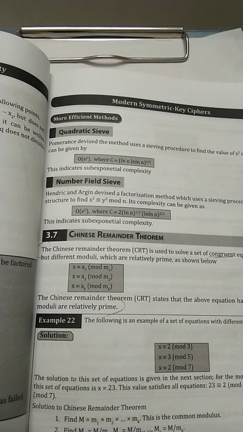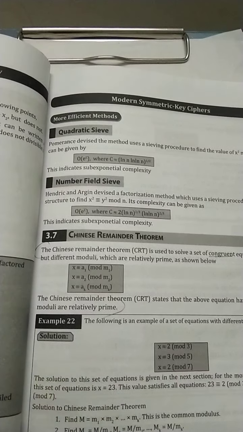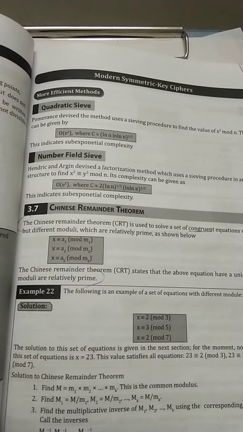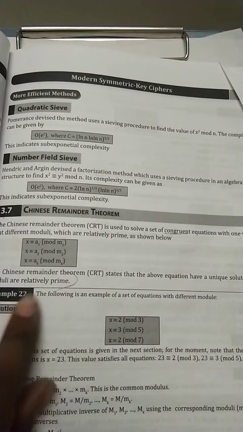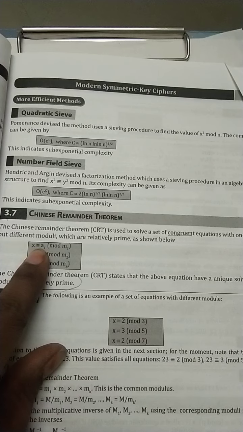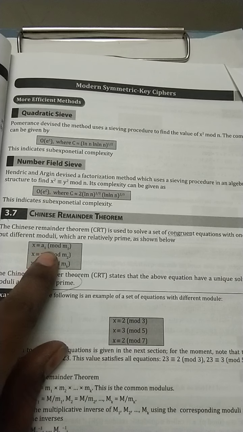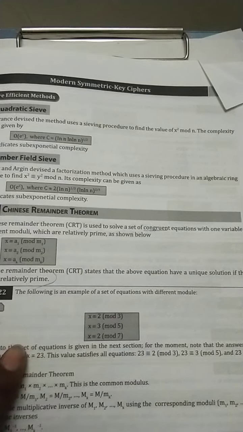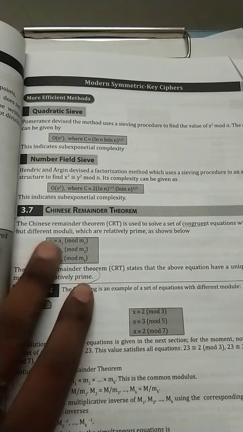Hi students, today we will discuss the Chinese remainder theorem. It is also called CRT. It is used to solve a set of congruent equations. This symbol is called congruent, okay? So x is congruent to a1 mod m1. It's a congruent equation with one variable but different moduli.